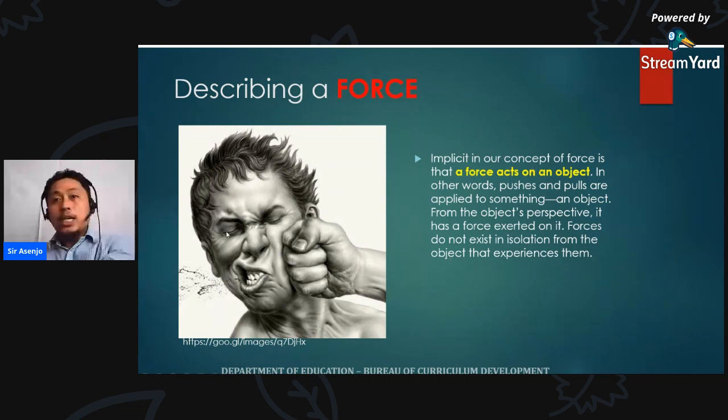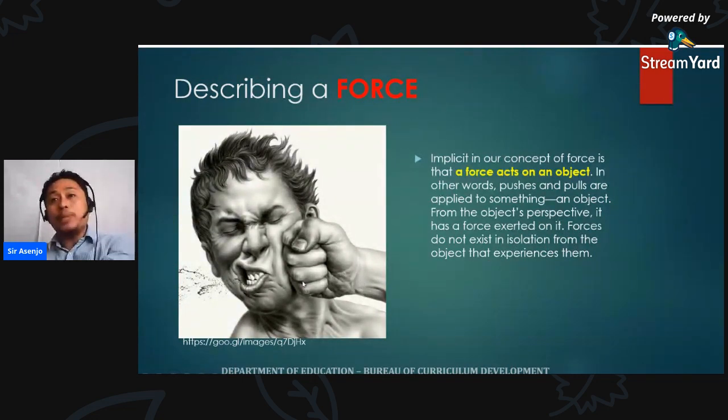Let's have an example of the picture. You observe the fist hit the face of a man, but don't do this to your classmates. This is a very good example of the concept of force. Remember, this time the agent of the force is the fist, and it hits the object, which is the face of the man. So forces do not exist in isolation from the object that experiences them.